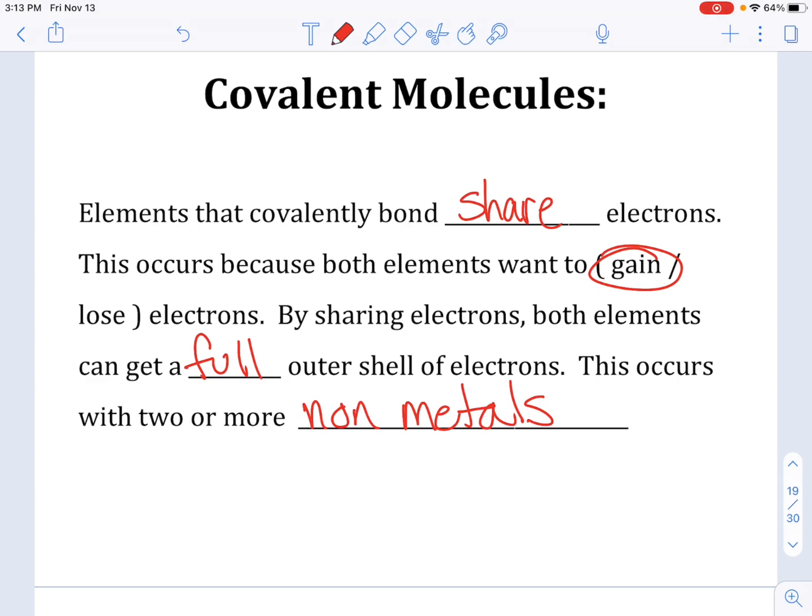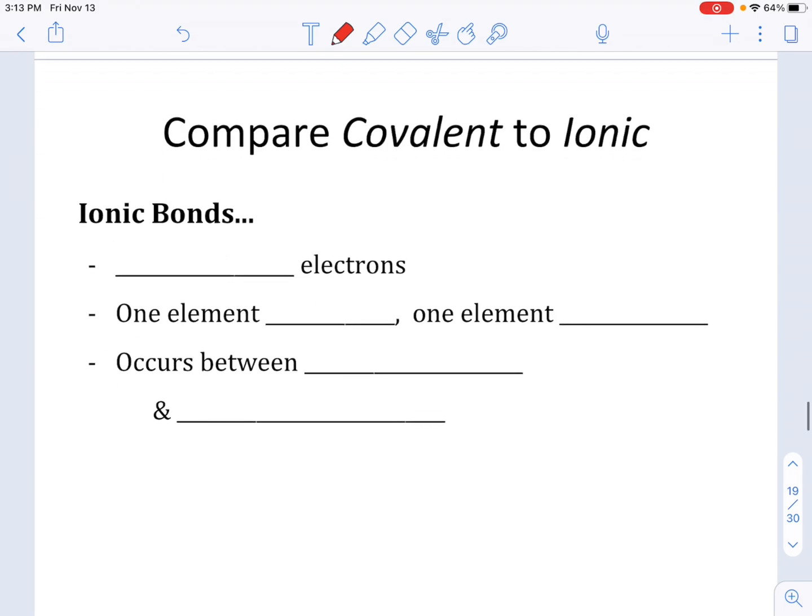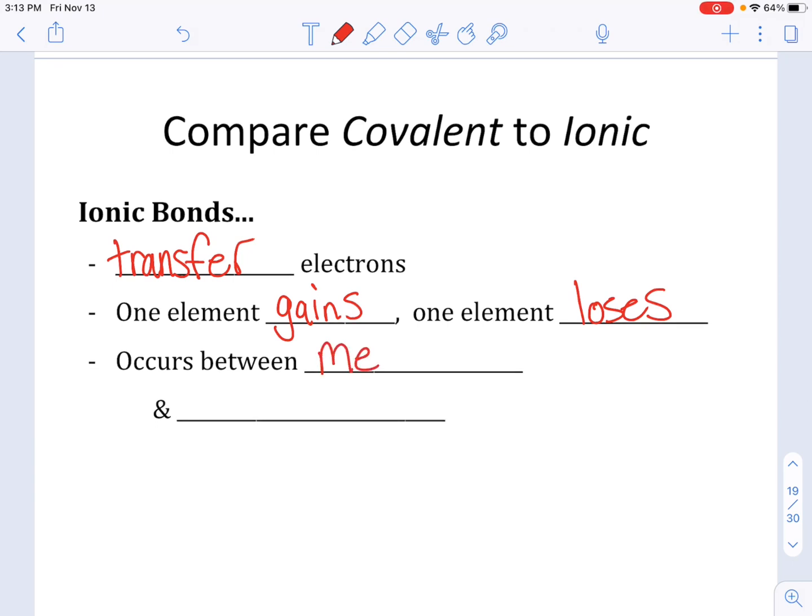Okay, let's just quickly compare this to ionic bonds on the right side of your paper. If you remember, ionic bonds transfer electrons. One element gains electrons and one element loses electrons. And remember, this happens between metals and nonmetals. Opposites attract.